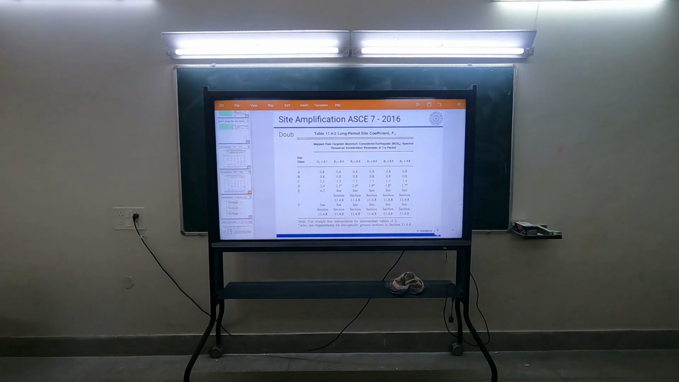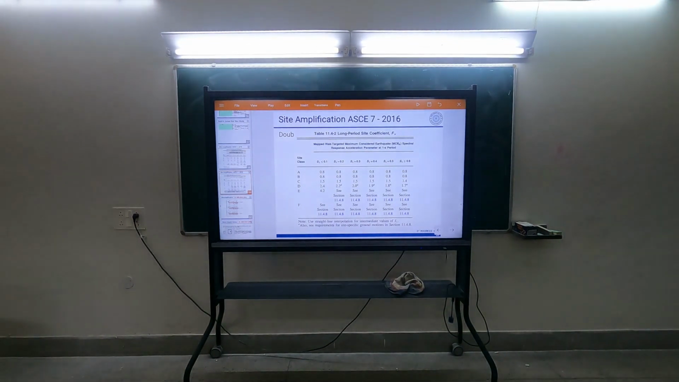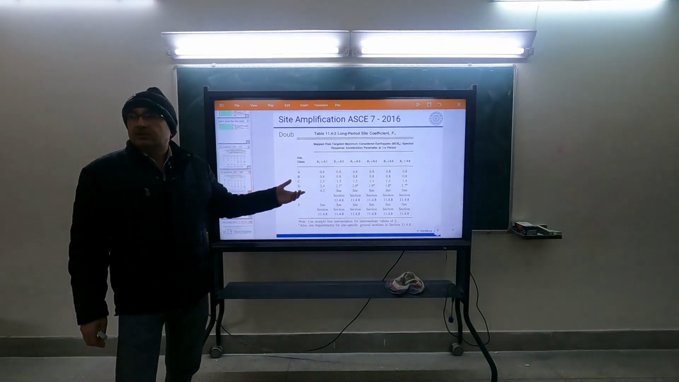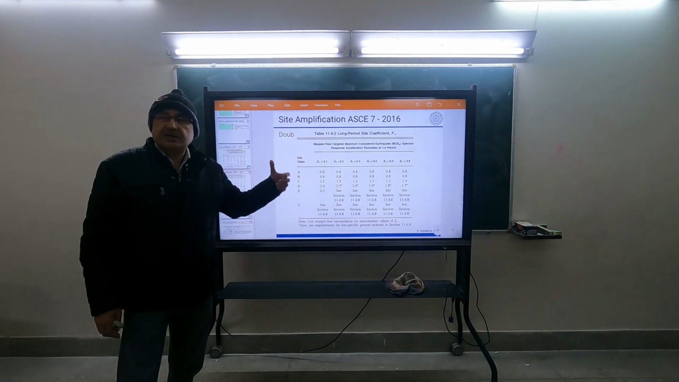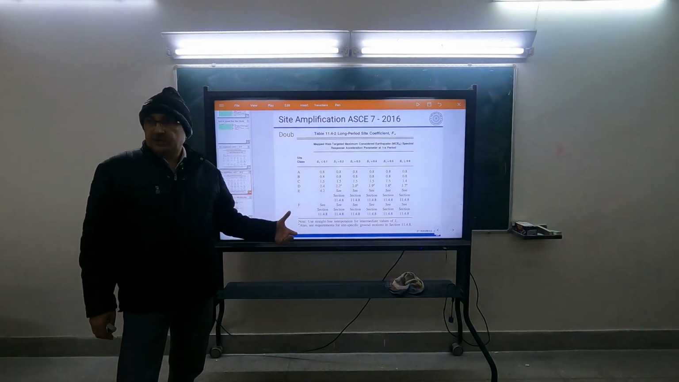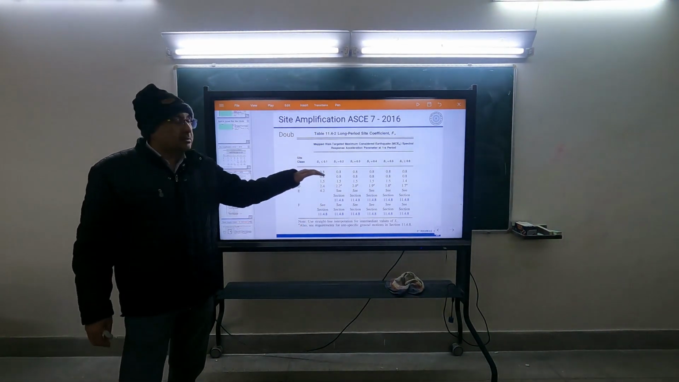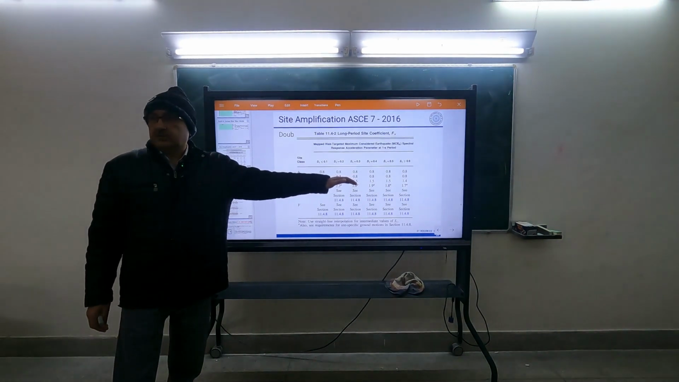This is because of the time period. Period of the soil column. Okay. So because it is a general table, it does not take into account the specific characteristics of a site. What is the period of the site? So it is giving you an average value over all the sites.